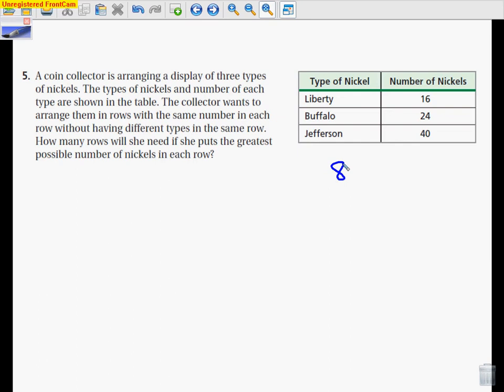So if you could put 8 nickels in each row, how many rows of the Liberty would you have? You would have 2. How many rows of the Buffalo? You would have 3, because 8 goes into 24 3 times. How many rows of the Jefferson? 5, because 8 goes into 40 5 times. So how many total rows do you have? 10. So there would be 10 rows of nickels.